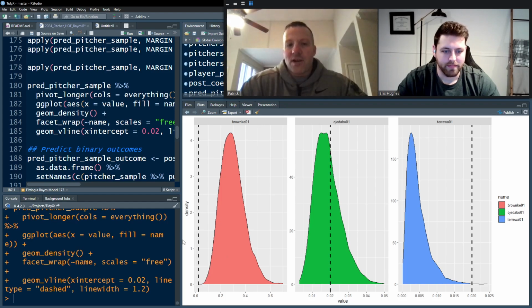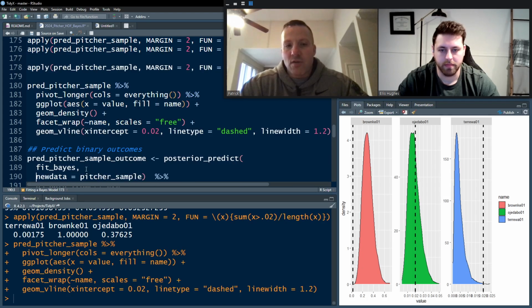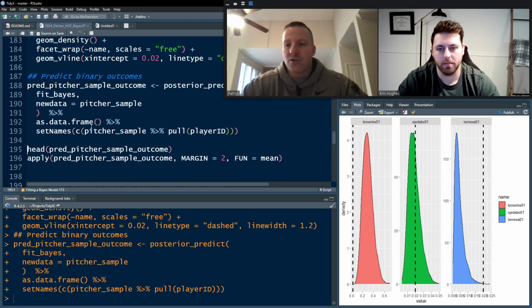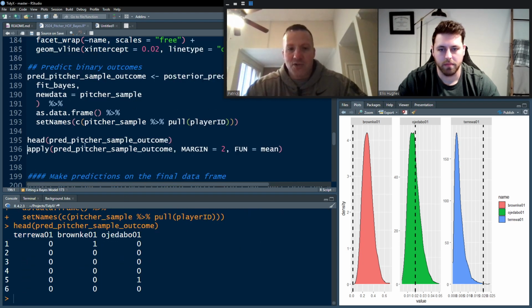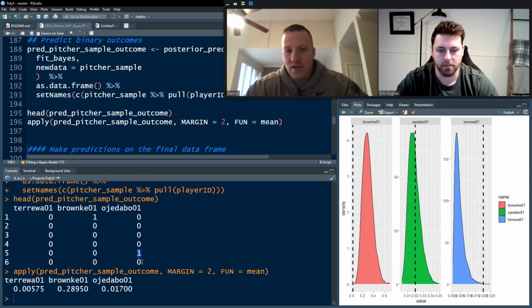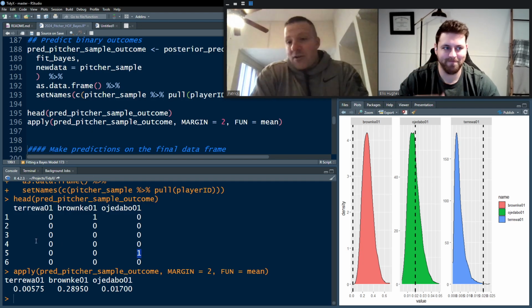If we wanted to predict binary outcomes, so let's say instead we want a probability of ones or zeros, the threshold here is 50%, I believe, by default. We do the same thing, but we ask for the function posterior predict, and this will predict the actual ones and zeros. So now, in the first universe, the middle player was inducted into the Hall of Fame, and then across the next 5, he was not. Whereas player 3 in the 5th universe was inducted into the Hall of Fame, but the others were all zeros. And in the first 6 universes, the first player did not have any values where he was inducted into the Hall of Fame.